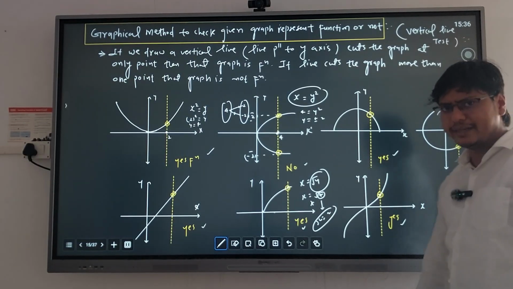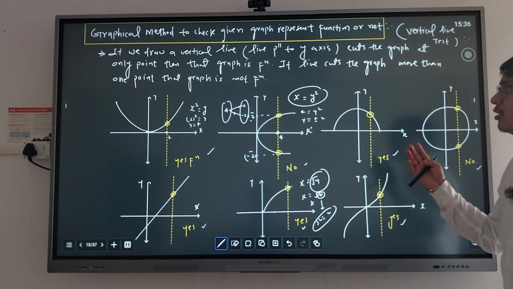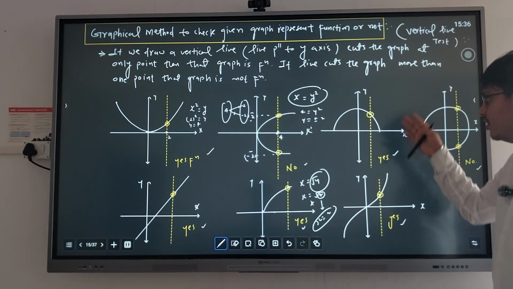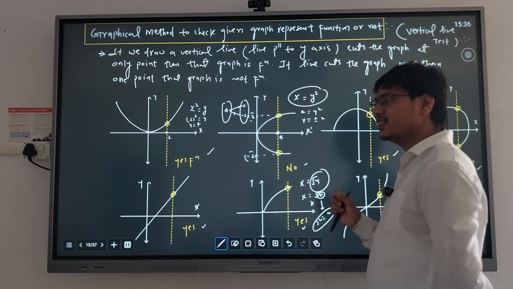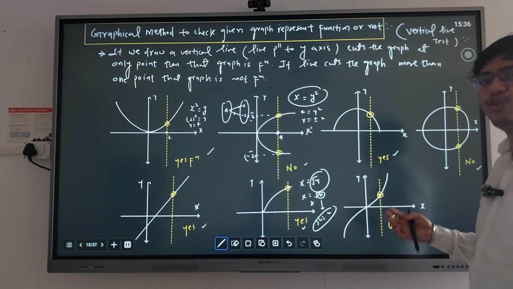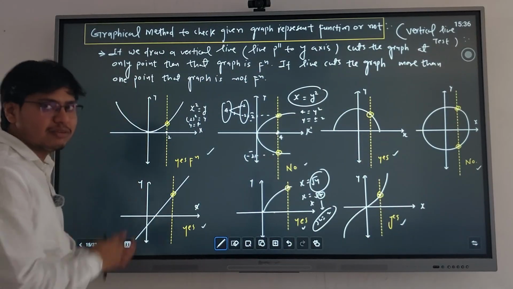So using the vertical line test, this is also called the graphical test. From the graph point of view, if we draw a vertical line and it intersects at only one point, that is a function. If it intersects the graph at more than one point, then it is not a function. So we have to have an idea about this.